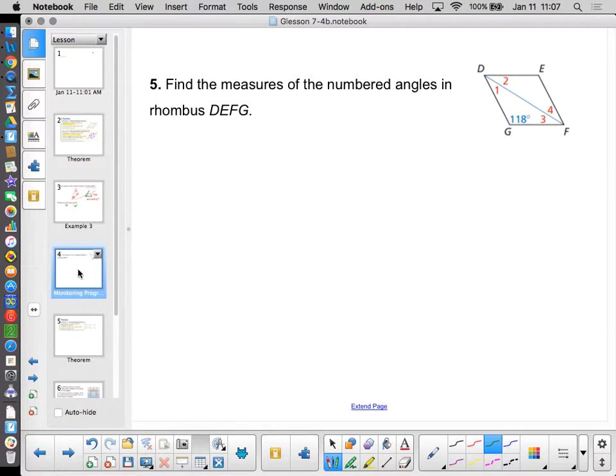Find the measurements of the numbered angles again. Very straightforward. So if this angle is 118, I know that 1, 2, 3, and 4 all have to be congruent.